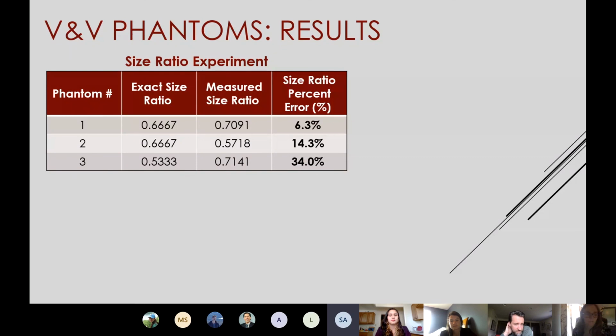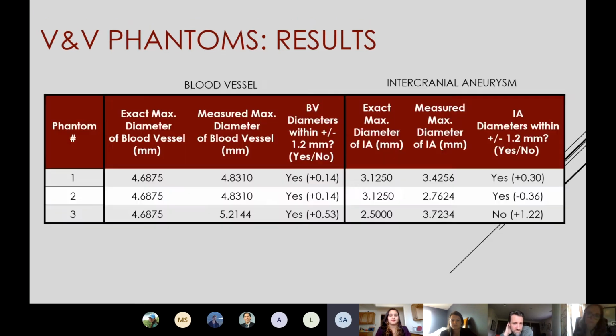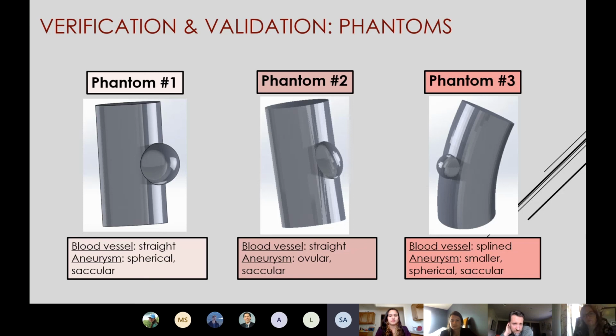But the other thing that I think probably made this number pretty large is that you changed two different things from phantom 1 to phantom 3. Instead of having a straight blood vessel, now you have a bent one, and you also have an aneurysm with a much smaller diameter compared to the spatial resolution. Both of those things made this error look much larger than in the first and second phantoms.